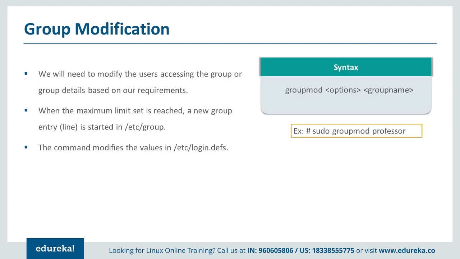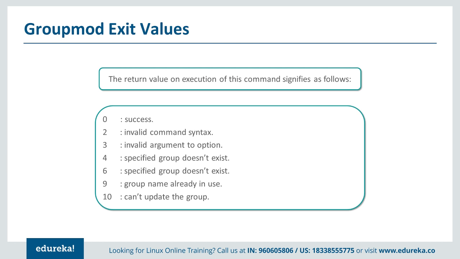And similarly to usermod, there is the command groupmod, which is for group modification. We will need to modify the users accessing the group or the group details based on our requirements. When the maximum limit is reached, a new group entry line is started in /etc/group. The command modifies the value in /etc/login.defs. So groupmod exit values are 0 for success, 2 for invalid command syntax, 3 for invalid argument to options, 4 specified group doesn't exist, 9 group name already in use, 10 can't update the group file.